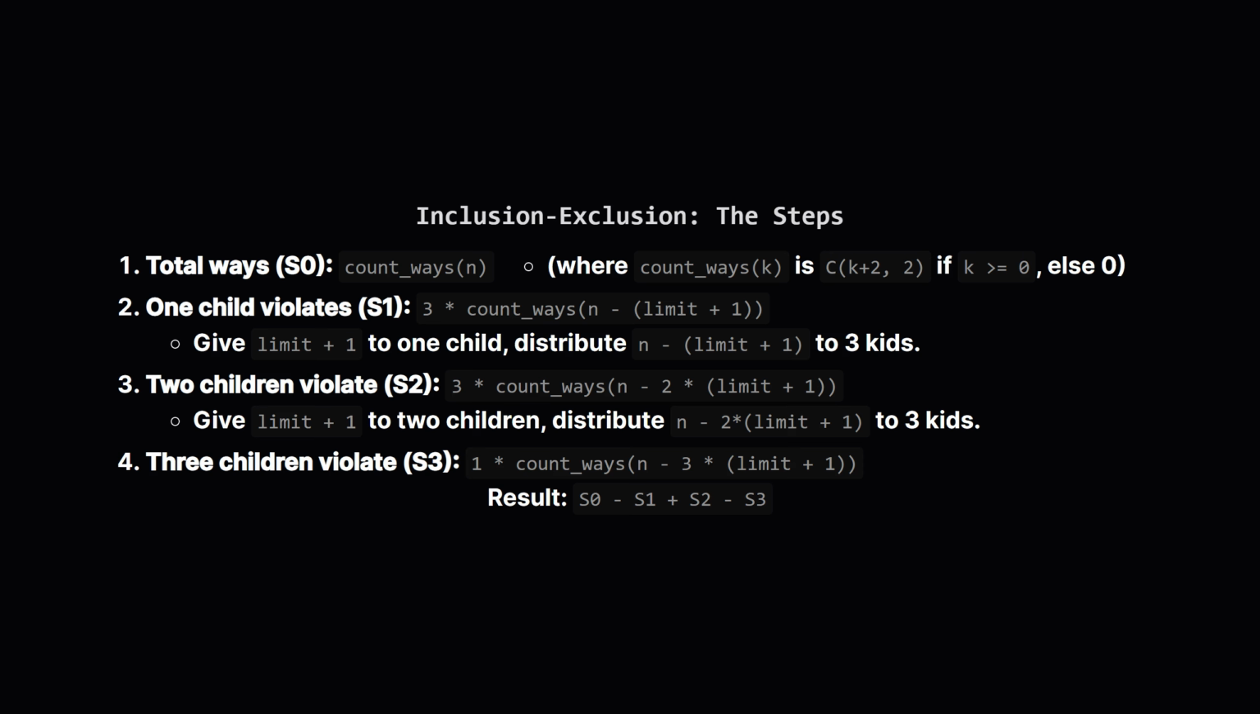Finally, we subtract cases where all 3 children get too many. There's only one way to pick all 3. Give each limit plus 1 candies. We have n minus 3 times (limit plus 1) candies left. So we subtract count_ways of n minus 3 times (limit plus 1). The final answer is the first term minus the second, plus the third minus the fourth.